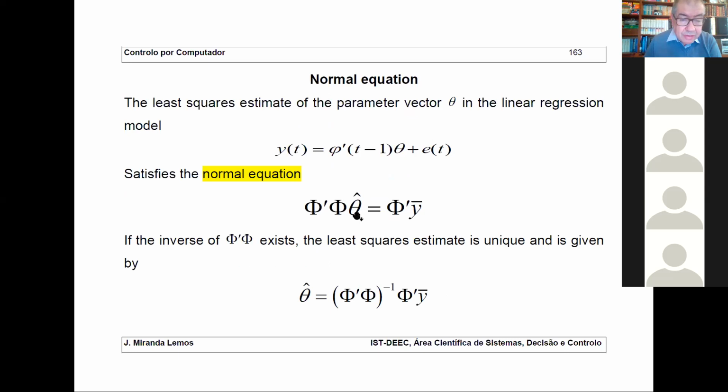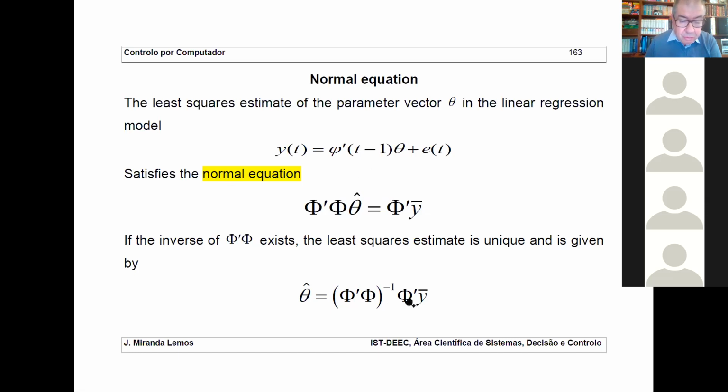Then the vector of estimates satisfies this equation. This is a set of linear algebraic equations. We call it the normal equation. Now, if this matrix phi transpose phi has an inverse, then you can write your estimates in this way.